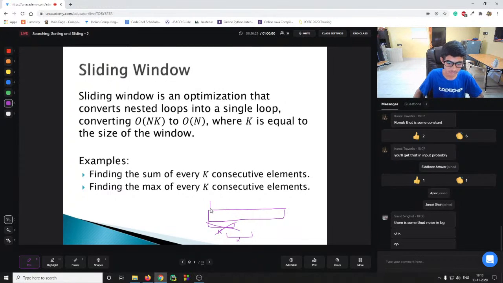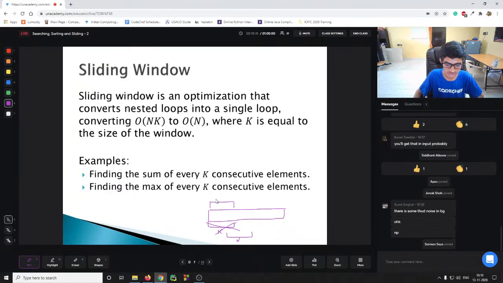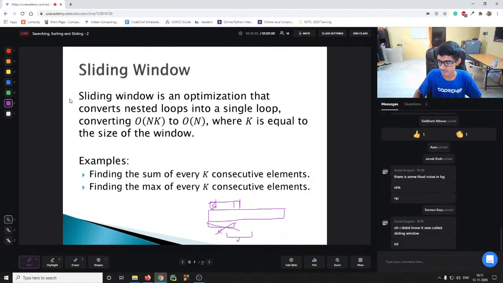So instead of removing the window, sliding window just removes the first part of the window and adds in the last part of the window. So it moves the window a little by little. Instead of moving it entirely, removing it and inserting it again, it just consecutively moves the window. So yeah, it is called sliding window.